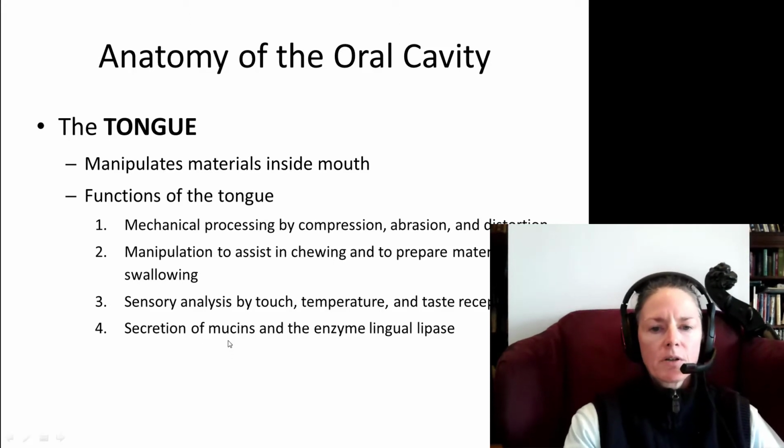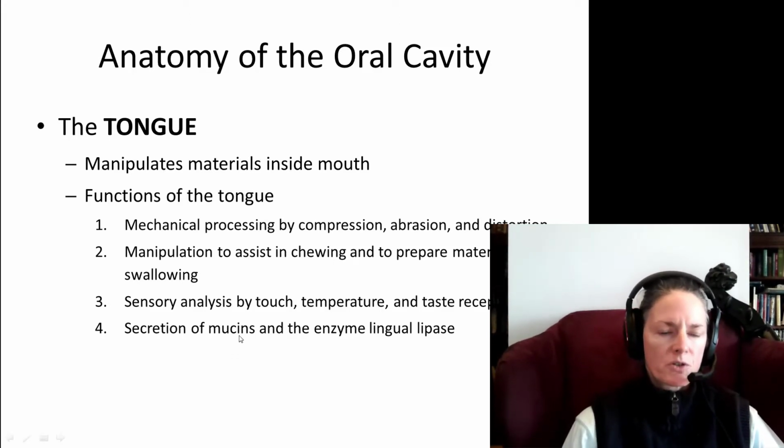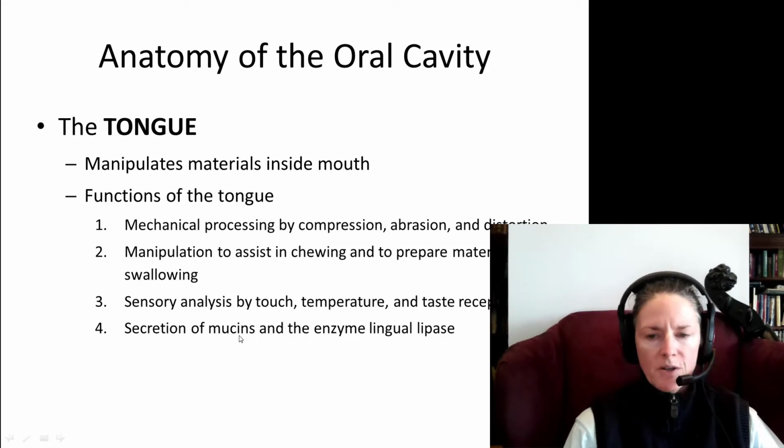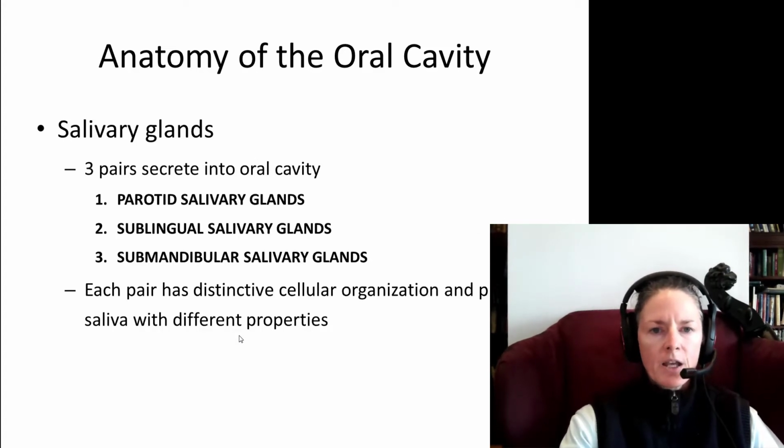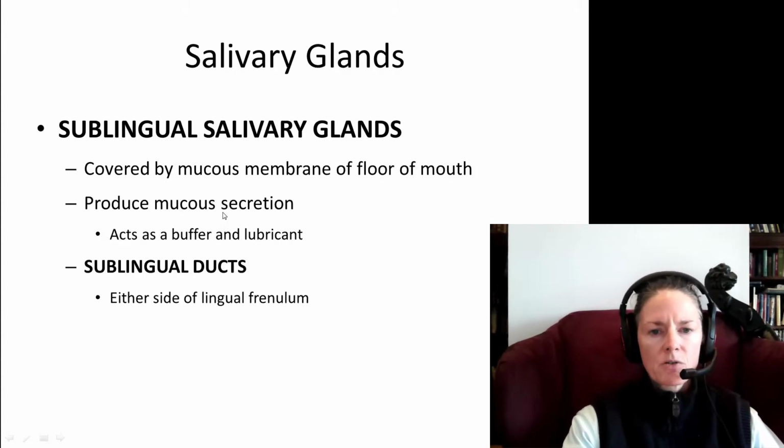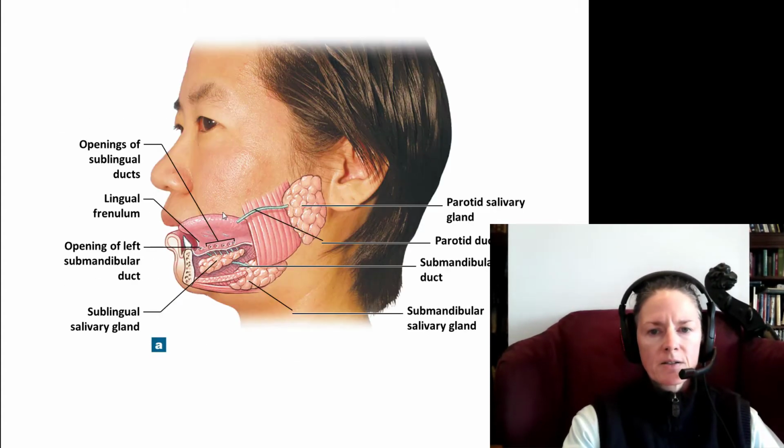We will also have secretion of mucins, which is going to make mucus when it's mixed with water, and lingual lipase, which is our enzyme that's going to start the digestion of fats. We have 3 sets of salivary glands that we've looked at before, and we can look at a picture of them in the next slide.